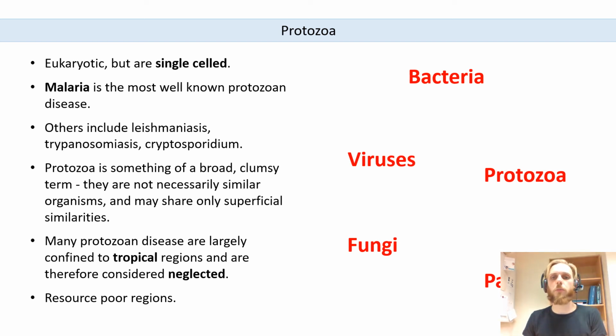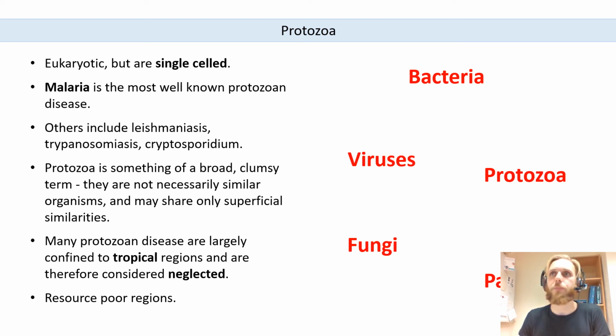Protists, it's not a term we use very much. It's another catch-all term for all single-celled eukaryotes. Protozoa is a subgrouping of protists, and many protozoa are responsible for some quite serious human diseases. That includes diseases that you may be peripherally aware of, like leishmaniasis and trypanosomiasis and cryptosporidium, but it also includes malaria, which I'm very sure you're aware of.